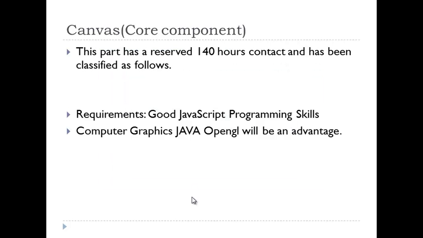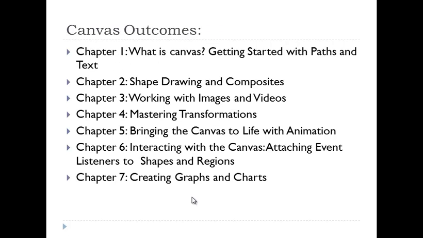And the core component of this course will be 144 hours of content for Canvas. For Canvas, normally one of the main features of HTML5, you will require good JavaScript programming skill, which you will build up during this course, and a bit of computer graphics such as Java OpenGL, because you will have to work with pixels and pixel manipulation.